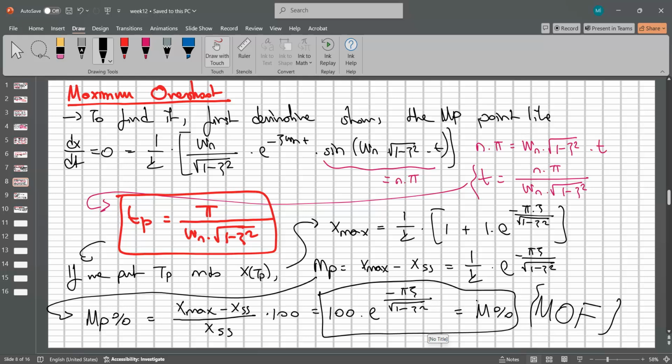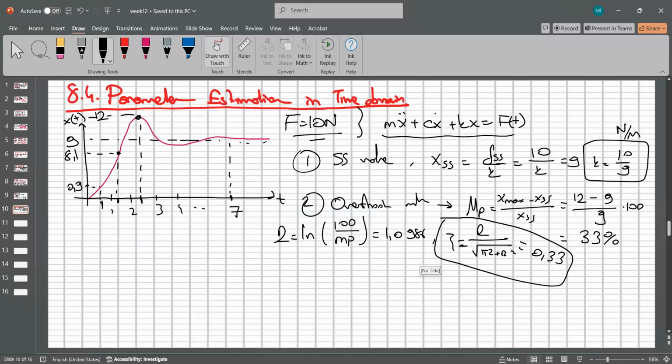Okay, we reorganize the equation in order to represent the zeta formulation in here, based on this one, the r = ln(100/MP), and so this r is used to estimate the zeta. That's it. So what about the Wn value?